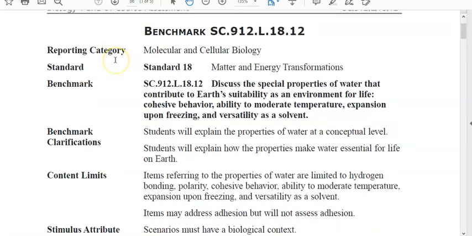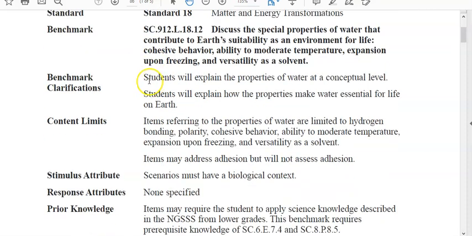Let's look at this benchmark, which is the first one that you see in your curriculum map. It's L18.12. Of course, this is the one that deals with the properties of water. And when you go down, you'll see the benchmark clarification, which is the actual expectations of what we want our students to learn, and then the content limits.